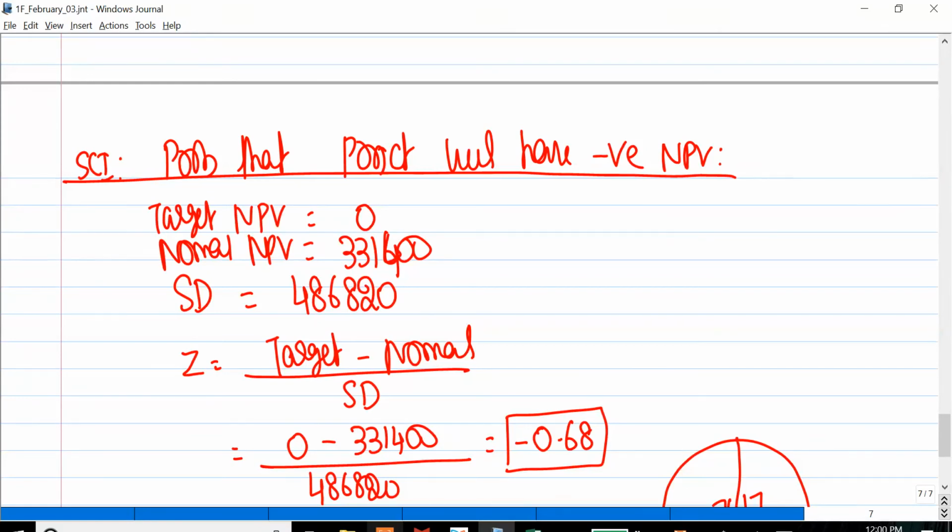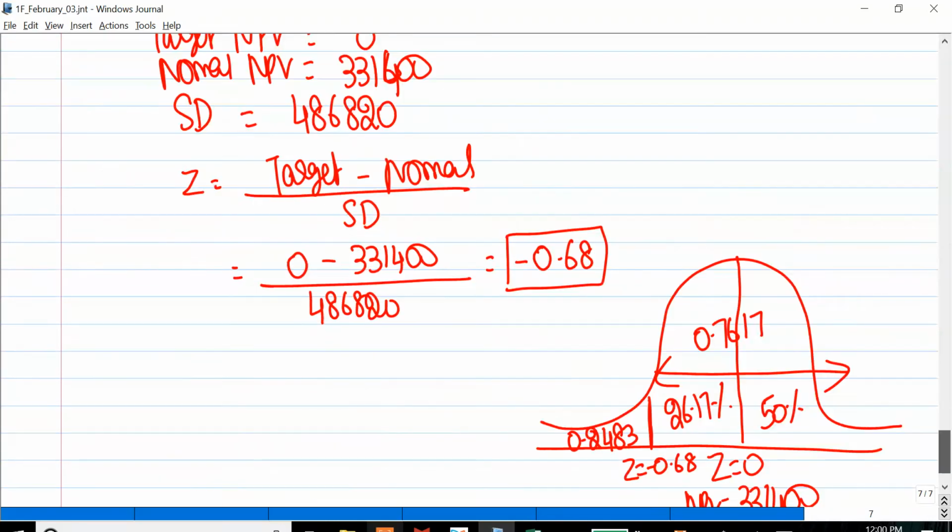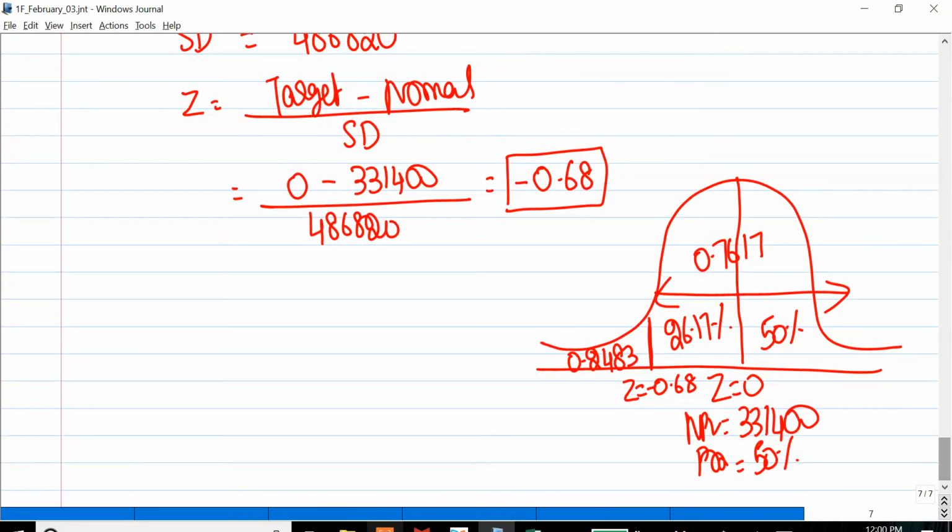Z is equal to target minus normal by, see, the objective is not to learn for this problem. The objective is being clear with the concept so that in a practical scenario you may use it elsewhere. Z is equal to target minus normal by standard deviation.